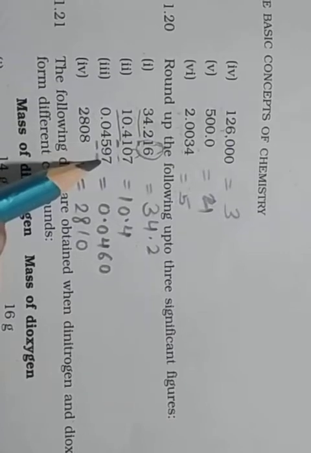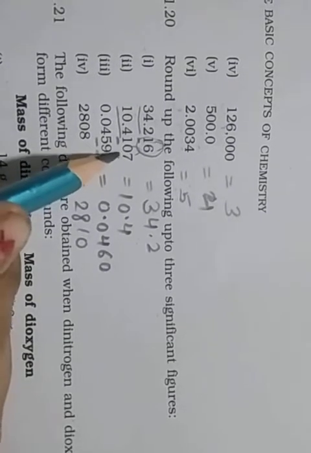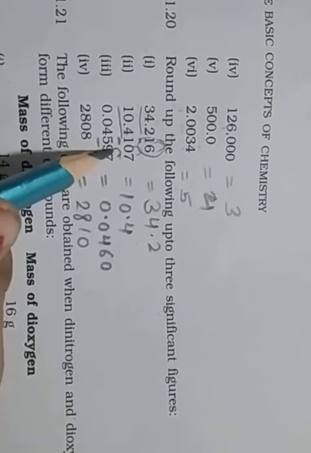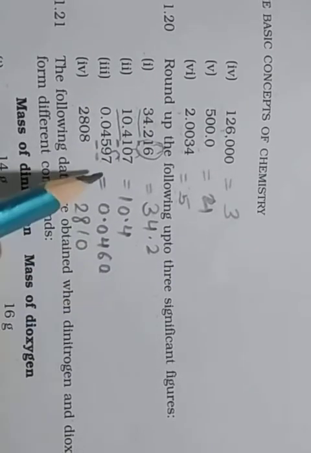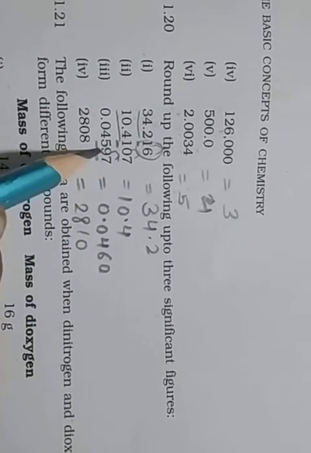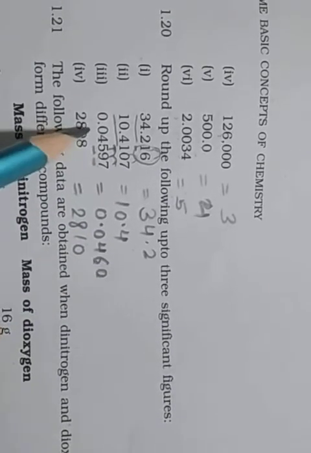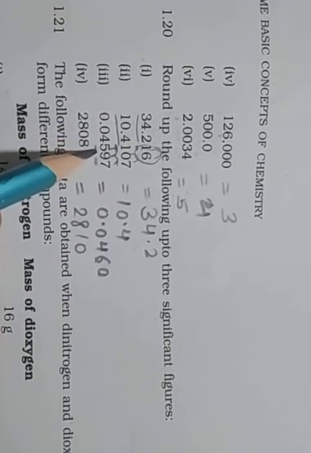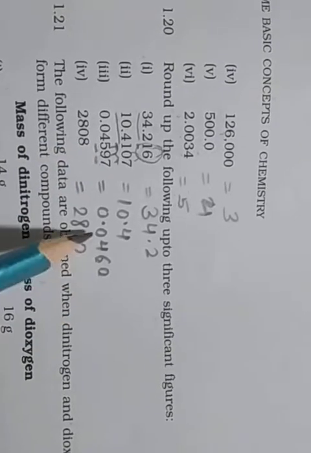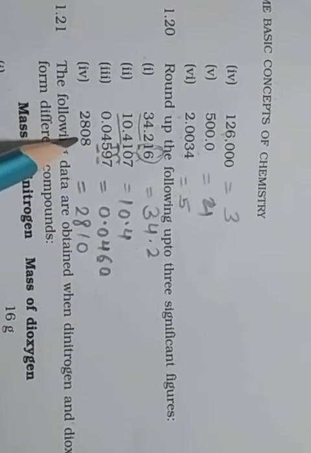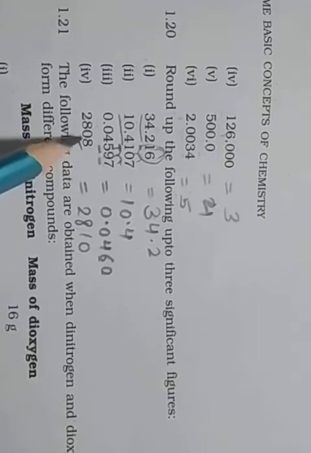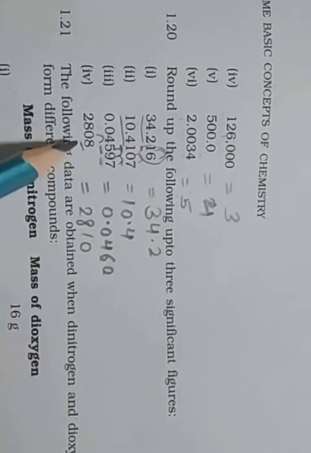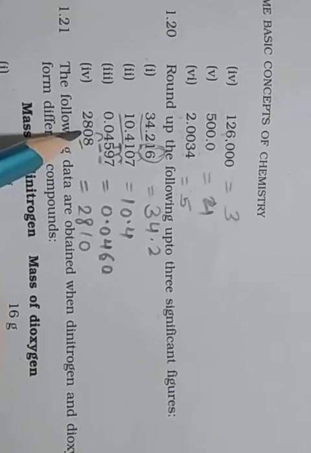Then question number 3, 0.04597. Here you see the digit is greater than 5, so 1 increases, so 9 becomes 10, so 0. Then again this is more than 5, so again 1 increases, so 5 converts into 6. Okay, so 0.0460.